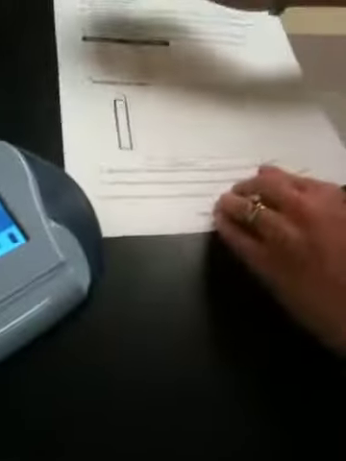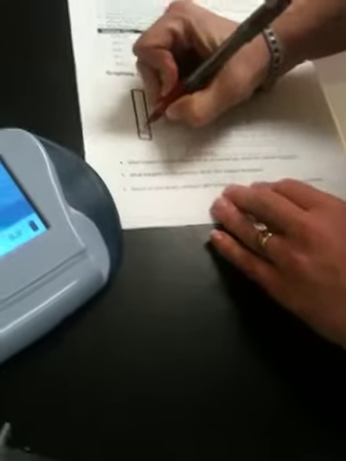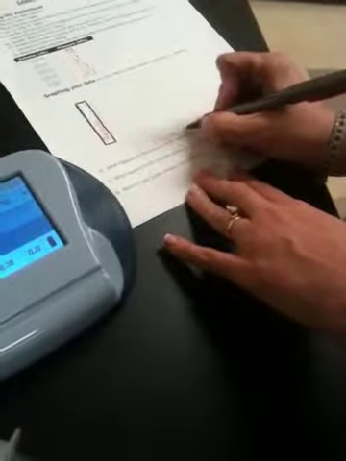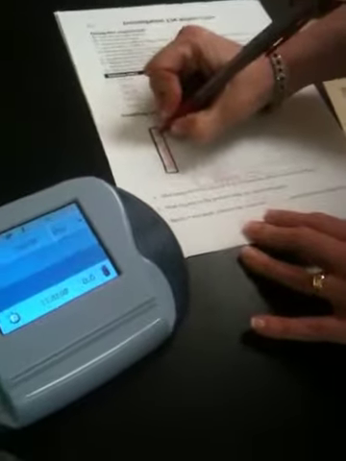So now you want to make a graph. You're going to put volume on your x-axis, and you're going to put pressure on your y-axis, and you always want to include units. So we should put that our units for volume are milliliters, and our units for pressure are kilopascals.